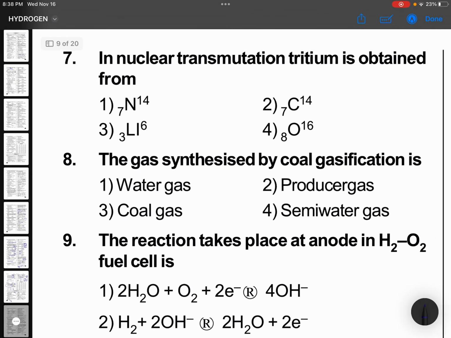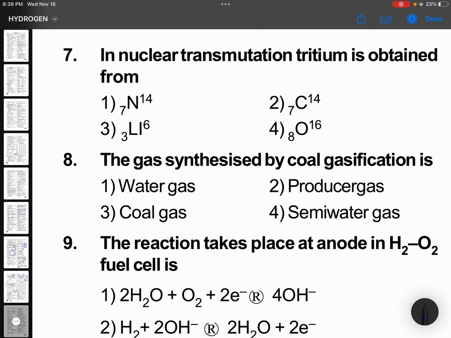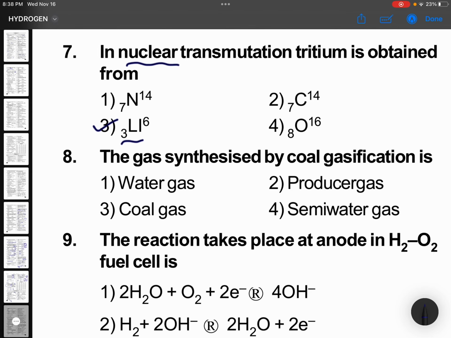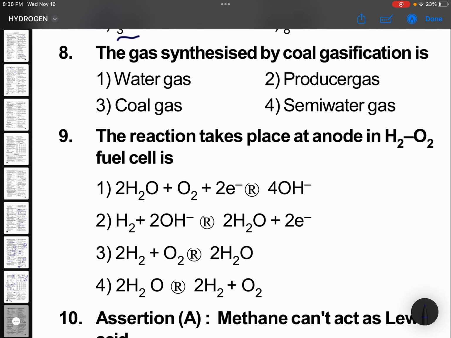Then coming to this, in nuclear transmutation, tritium is obtained from. Now it is not present in the latest NCERT, but you can remember this is from lithium-6. Now, in nuclear transmutations you can get tritium from lithium-6. The gas synthesized by coal gasification is, coal gasification means that is water gas. Water gas is CO plus H2, which we call syngas or blue gas or coal gas. What do you say? Water gas.